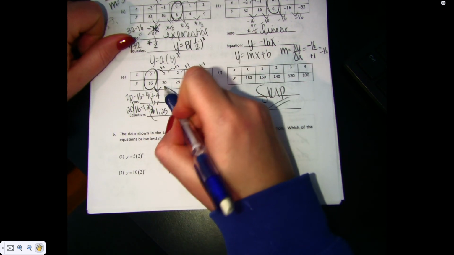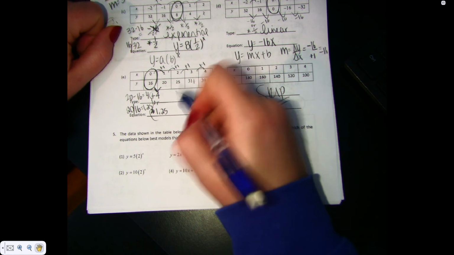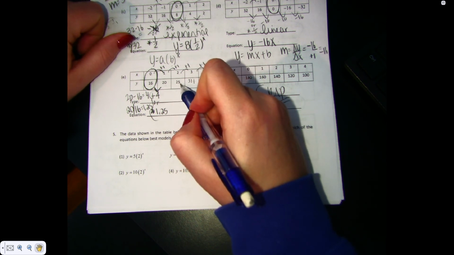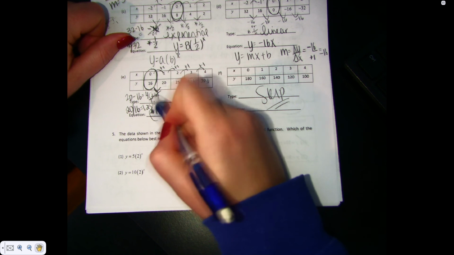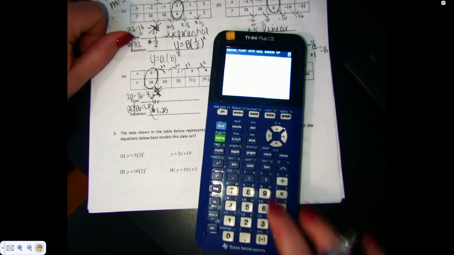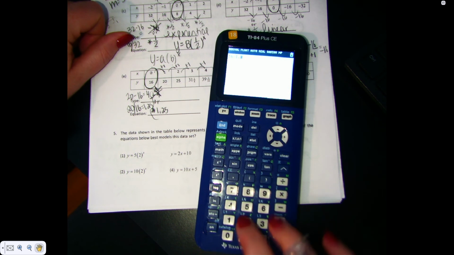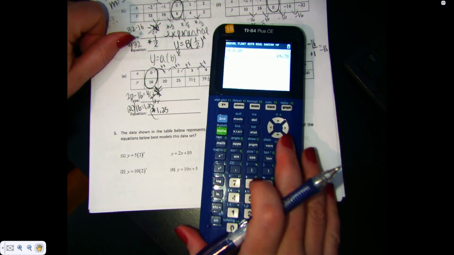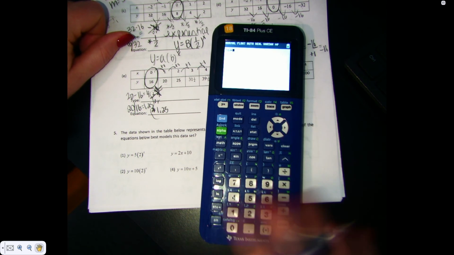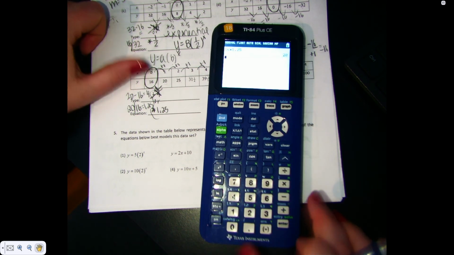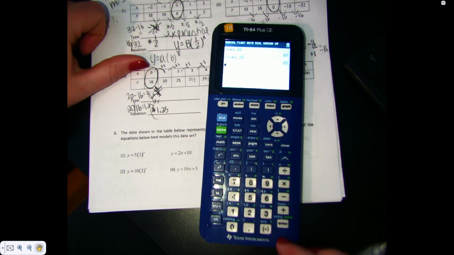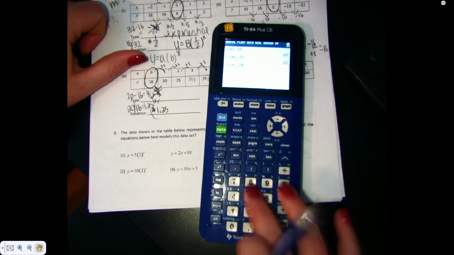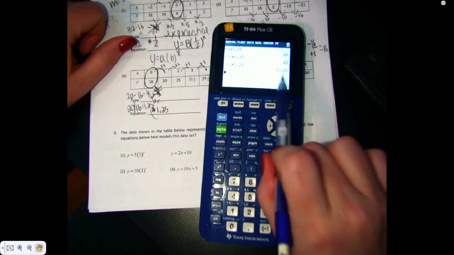So let's see what works. 16 plus 4 is 20. 20 plus 4 is 25. No. So I am not adding. Okay, let's just confirm these numbers work for us though. So 16 times 1.25. Oh, 16 times 1.25 is 20. 20 times 1.25 is 25, times 1.25 is 31.25.